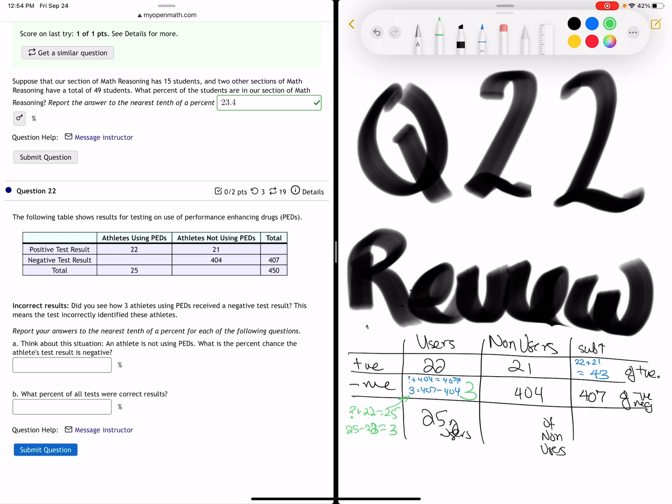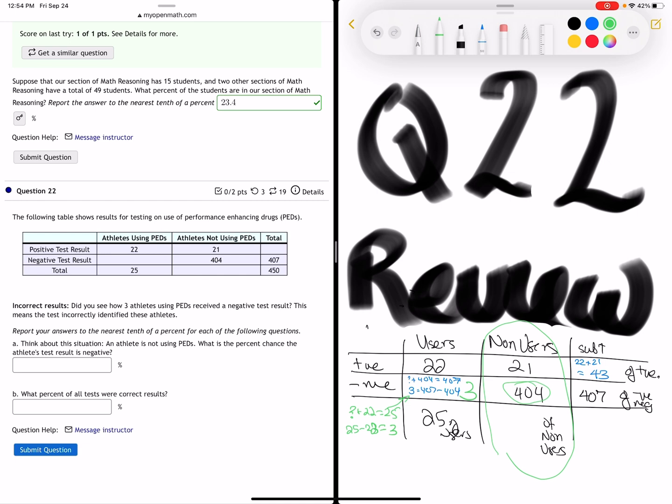Think about this situation. An athlete is not using PEDS. So that is this column. They're not, so we're in that subset of not using PEDS. What is the percent chance of the athlete's test result is negative? So we have the negative here of the non-users.